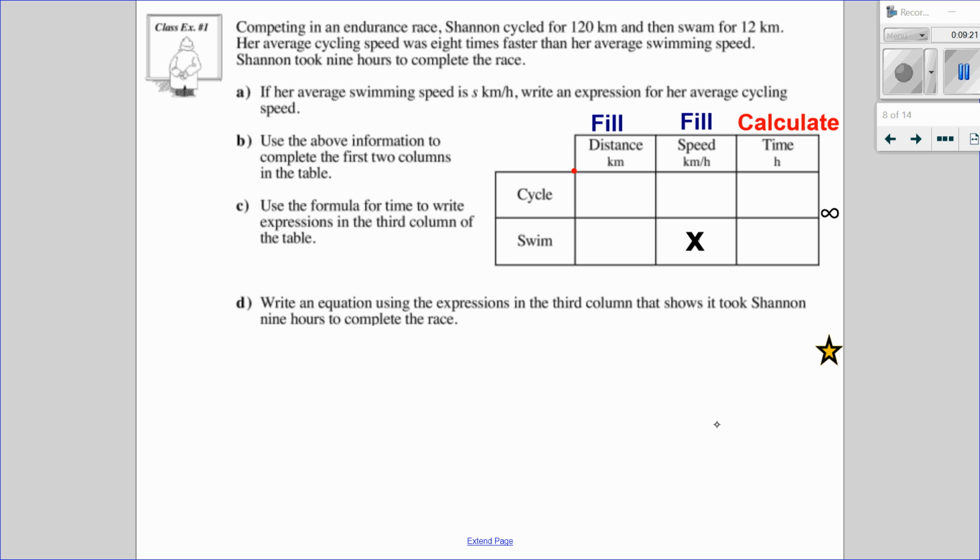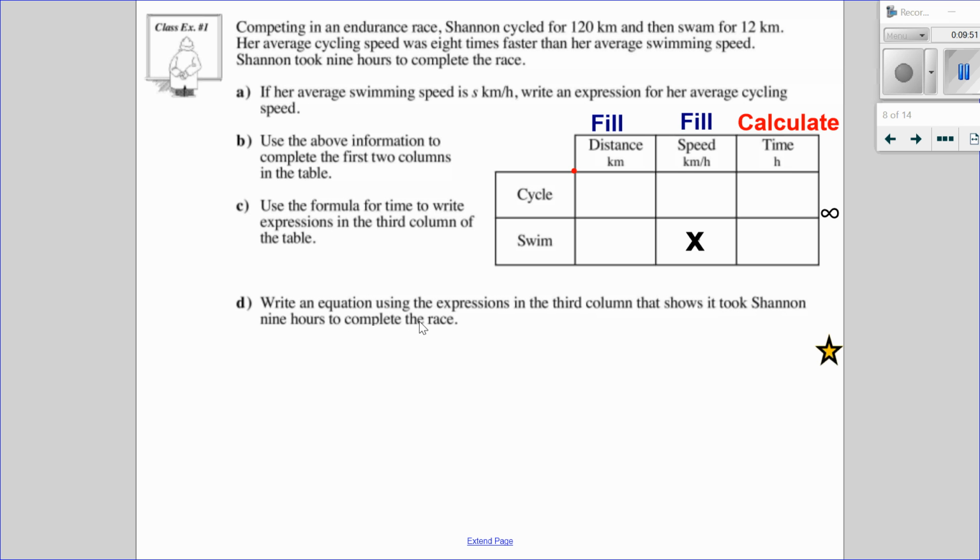Competing in an endurance race, Shannon cycled for 120 kilometers and then swam for 12 kilometers. Her average cycling speed was 8 times faster than her average swimming speed. Shannon took 9 hours to complete the race. Average swimming speed is s. Write an expression for average cycling speed, and then we're going to complete the whole table. Here's what we're trying to solve: what her speed was for swimming if she took 9 hours to complete the race.